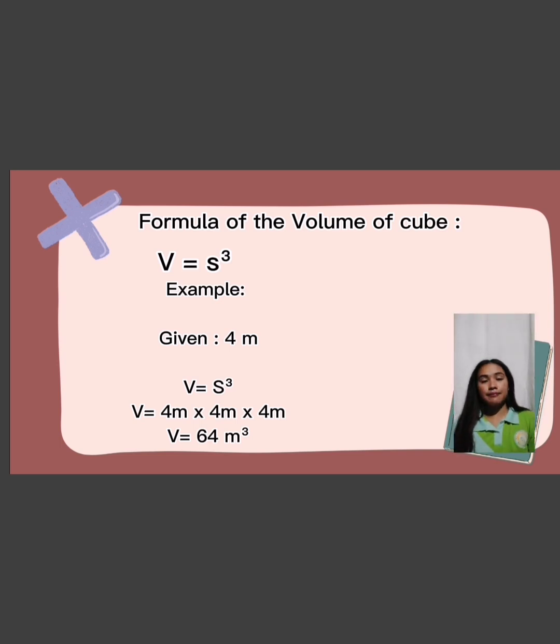So for the next example, the given will be 4 meter. So first, write the formula, which is volume is equals to side length cubed, and then the given, which is volume is equals to 4 meter times 4 meter times 4 meter, which will be the answer of 64 meter cubed. So we need to multiply the 4 three times, so we can conclude to our answer, 64 meter cubed.